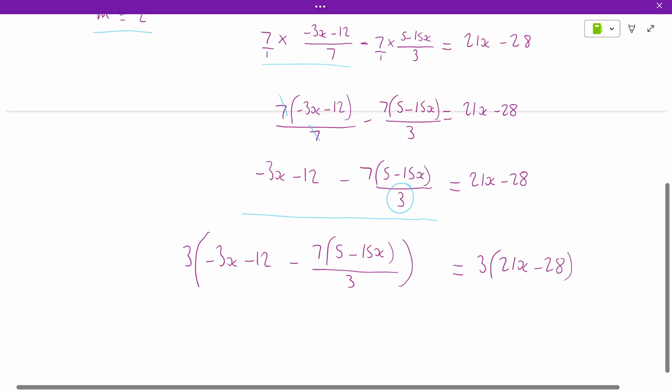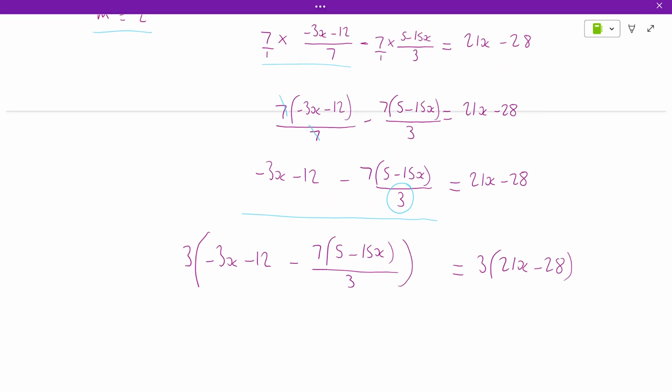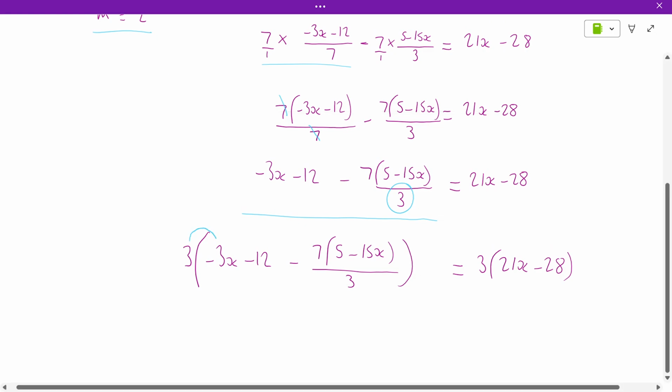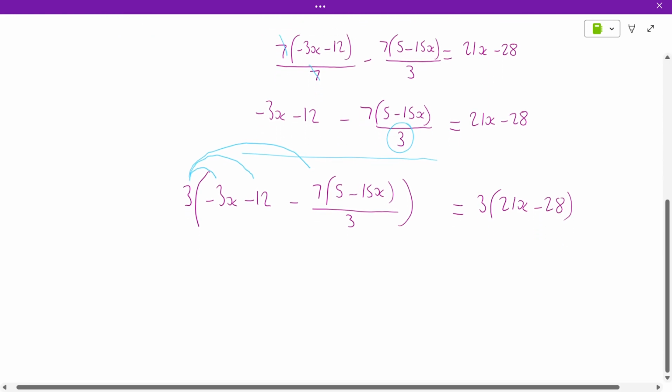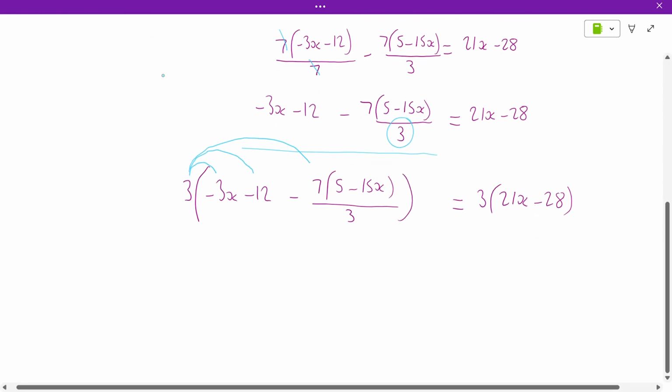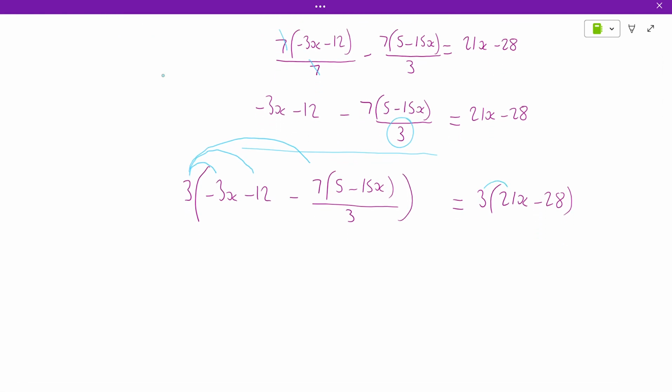Okay, now we can simplify again, and I'll again just draw in my lines. So on the left-hand side, I'm going to have this 3 times the negative 12, and the 3 times that whole fraction over here. That whole fraction is one term. Then on the right-hand side, I'm going to have a 3 times 21x and a 3 times negative 28.